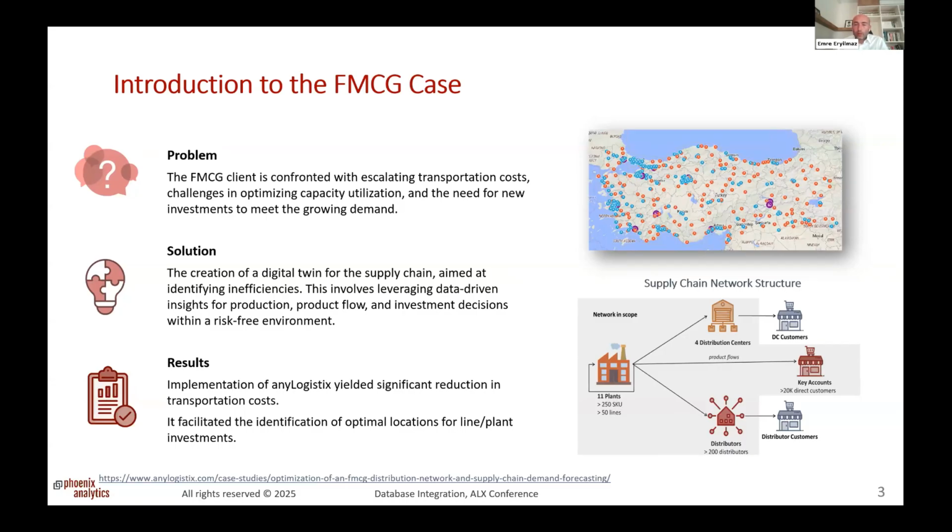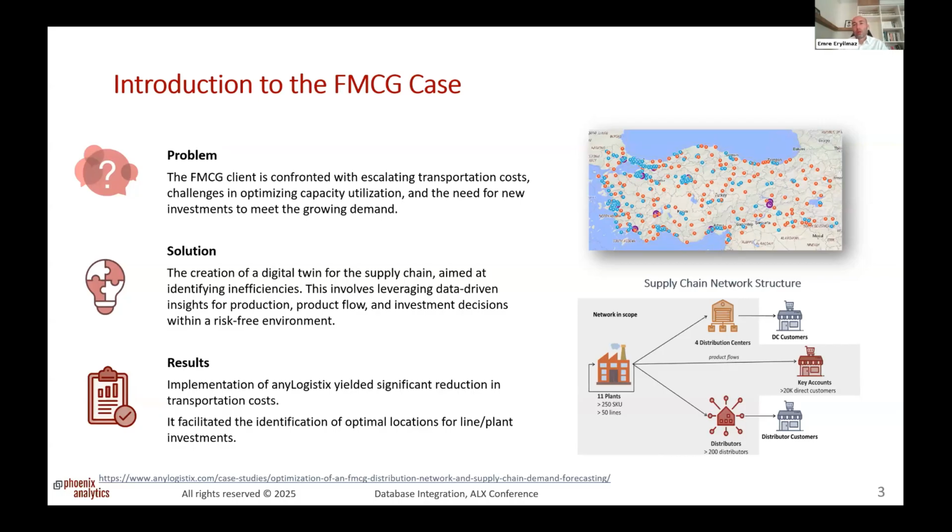So I want to shortly mention the aim of using ALX here. As I said, there was an increasing transportation cost issue, and it is also very important to allocate capacity utilization between plants, to keep transportation cost at a minimum level, and also to increase demand fulfillment as much as possible. Additionally, there is increasing demand in Turkey. It is a good thing, of course, for any business, but in terms of transportation and capacity assignment to the plants, it also needs to be handled.